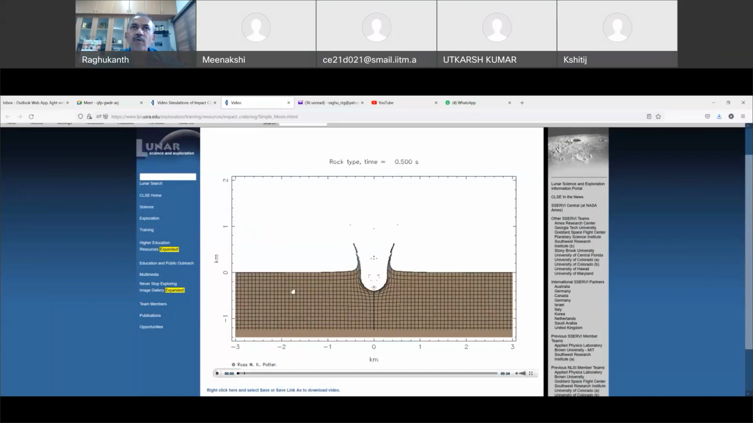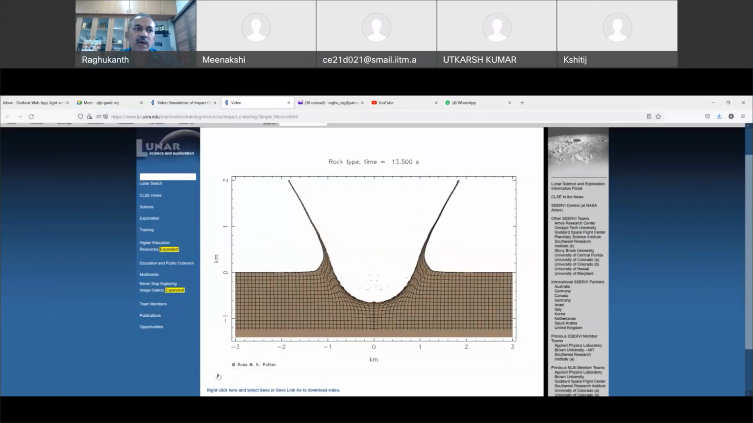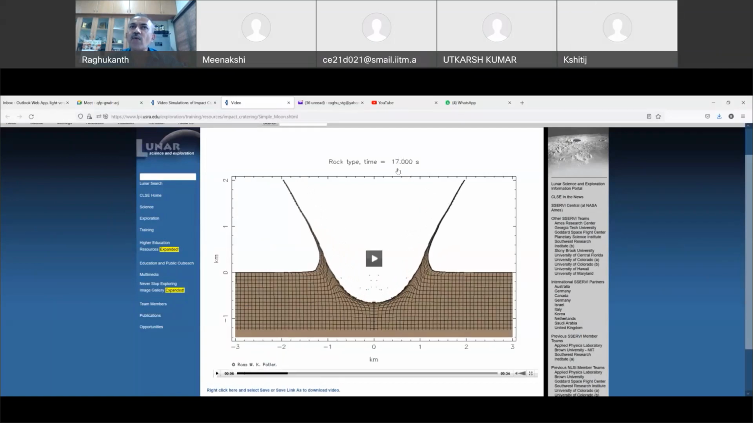See, now 2.5 seconds it has happened, 7.5 seconds, 8 seconds, this one happened. By about 10 seconds or so, the crater has already formed. This is what we call the transient crater. The only thing is, this crater is formed here itself, but the material is still flying off. After some time gravity comes into the picture, so the material comes back to the center, that breccia I told you about, right? Everything comes back to the center, and this is how a simple crater forms on the Moon.